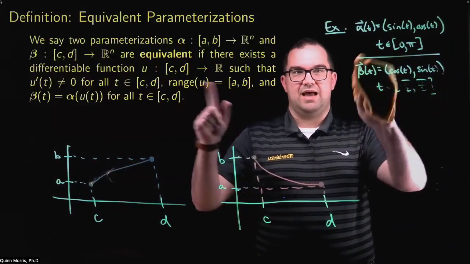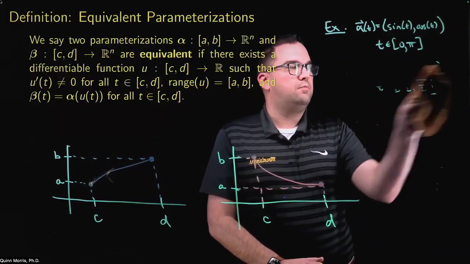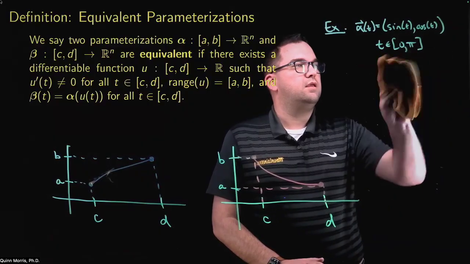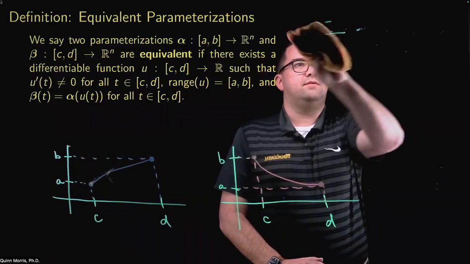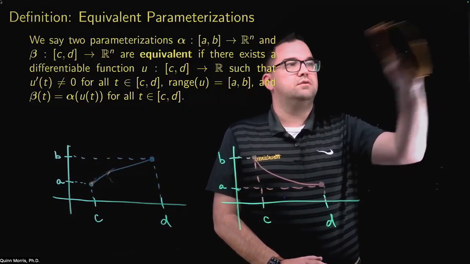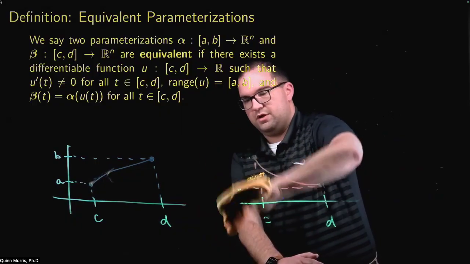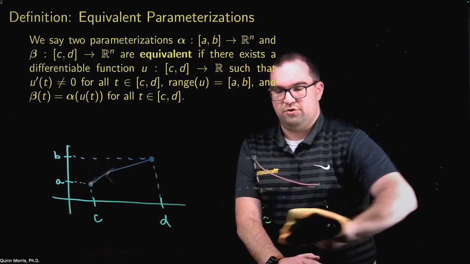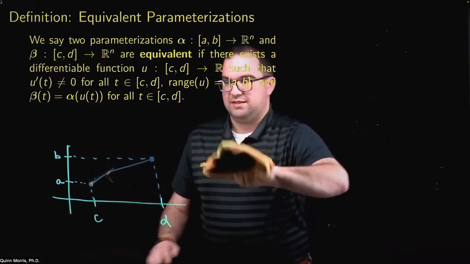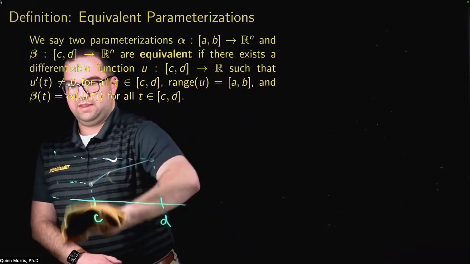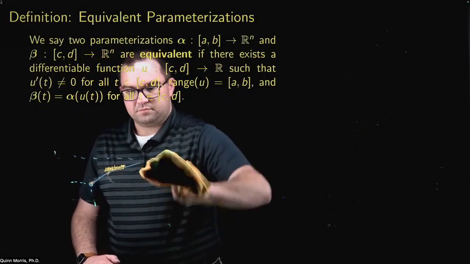But the moral of the story here is if we have this change of parameters u of t that satisfies these conditions, then I have two equivalent parameterizations. And now it might be reasonable to expect then that my line integrals over that curve, as long as I have equivalent parameterizations of that curve, are the same. Okay, so what we want to do then is state that as a theorem formally, and then we want to prove that theorem. All right.